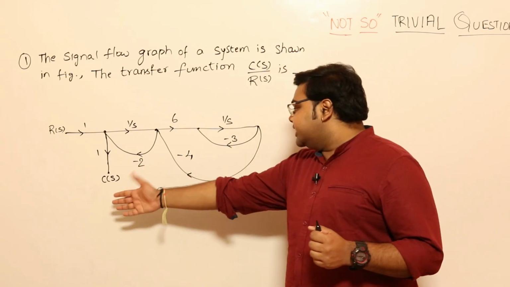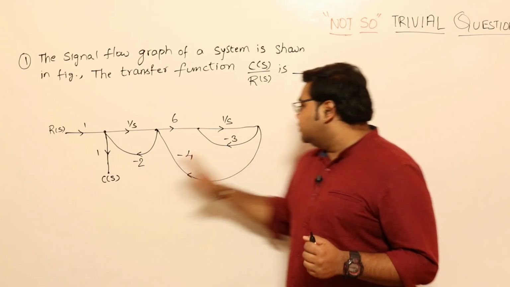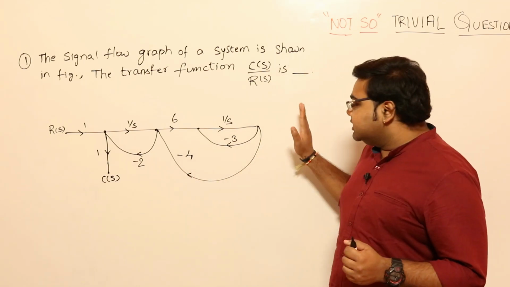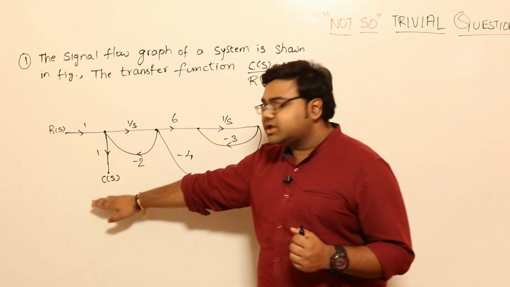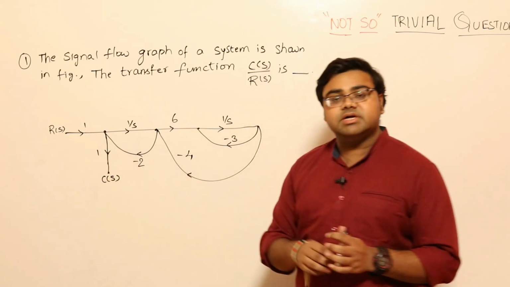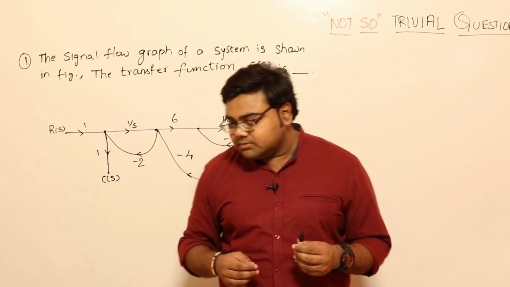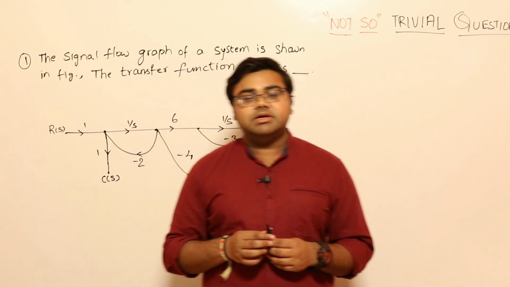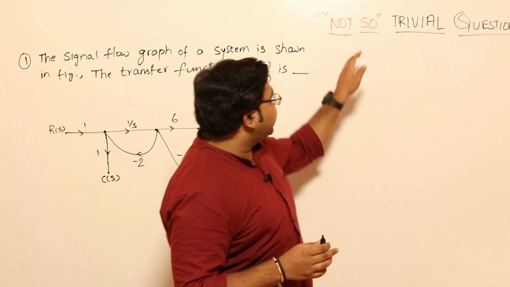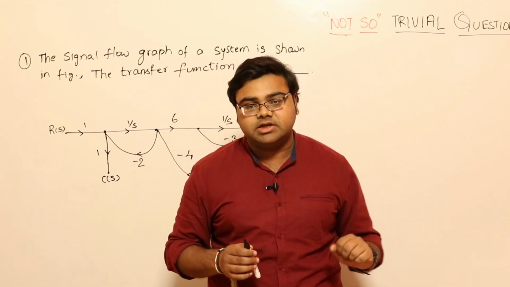Obviously you are all used to getting this output over here. But the speciality of this particular problem is the output has come somewhere here, because of which some confusions, some complications may arise in some of the students' case. So let me start Mason's gain formula. Before I start, I would like to write down the formula for Mason's gain formula over here.